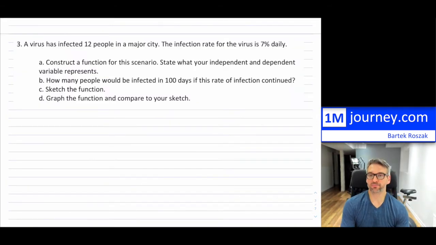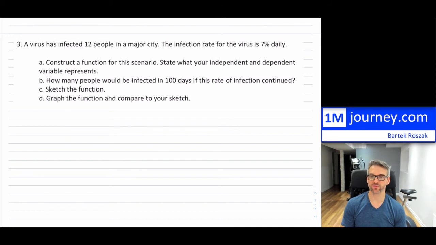Question 3 is an application question. So it says a virus has infected 12 people in a major city. The infection rate for the virus is 7% daily. And I guess we're going to try to model this in terms of an exponential function. So it has 4 parts.